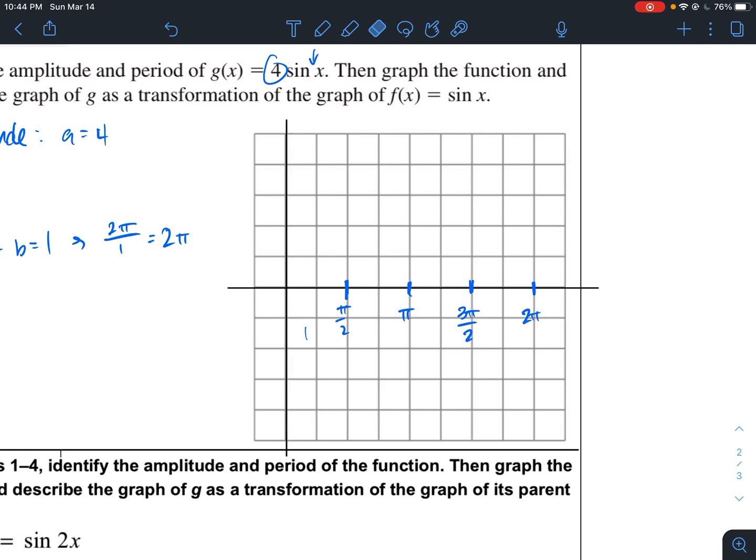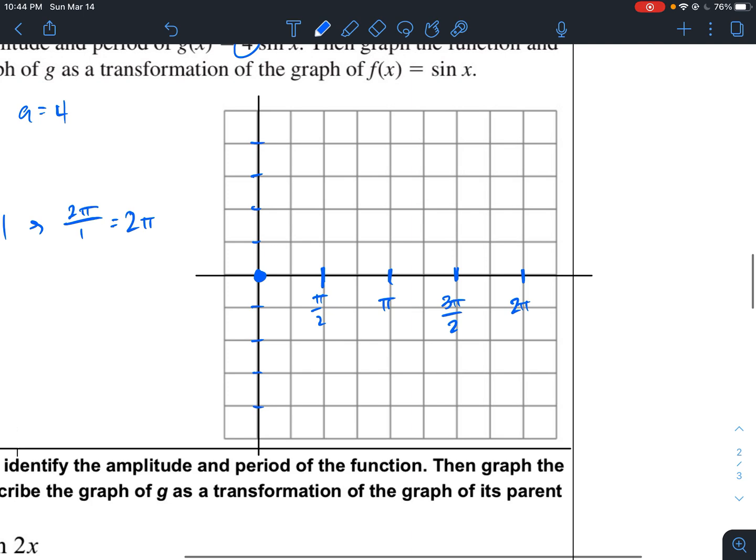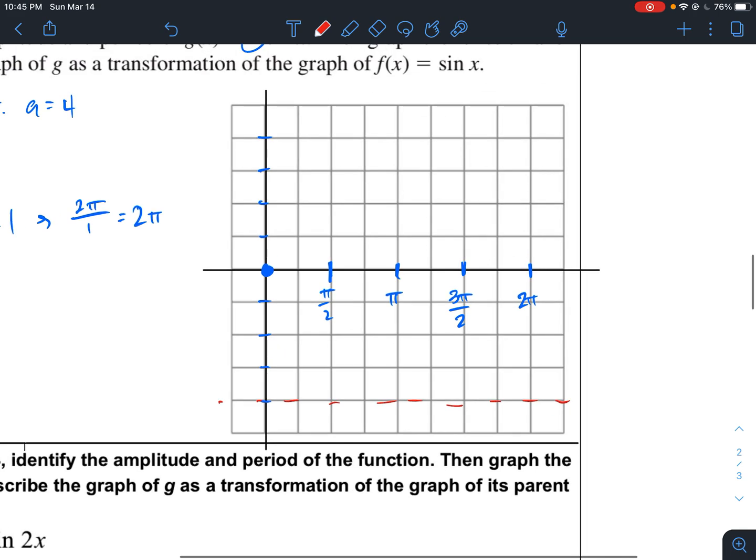Okay, so now let's go ahead and graph this. The reason why I graphed out a 2 pi is because that's how long my cycle is going to be. So from here to here, my function has to make one full cycle. Now the sine function starts at the origin. My amplitude is going to be 4. So 1, 2, 3, 4, 1, 2, 3, 4. Meaning that my function is going to stay in between these. My max and my min values are there.